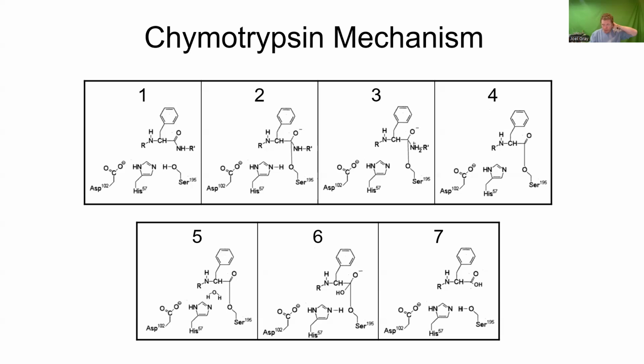Serine. What do we know about serine? Well, it can act as a good nucleophile. In order to act as a good nucleophile, it has to lose a proton. It has to have that lone pair of electrons, or those lone pairs of electrons, in order to make a bond.